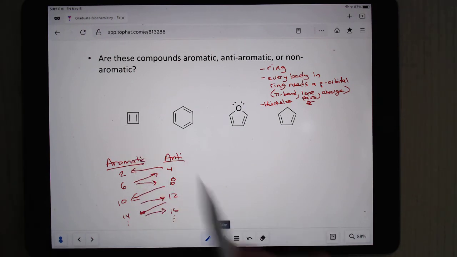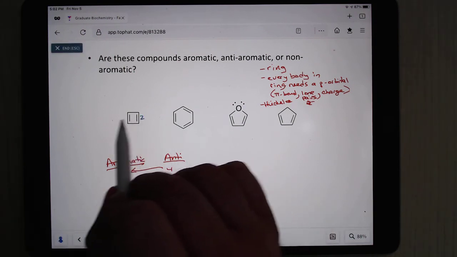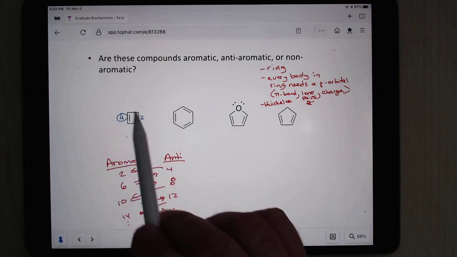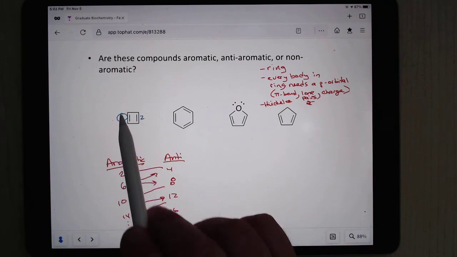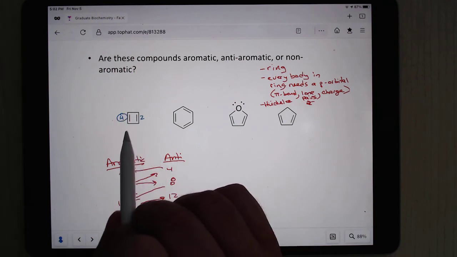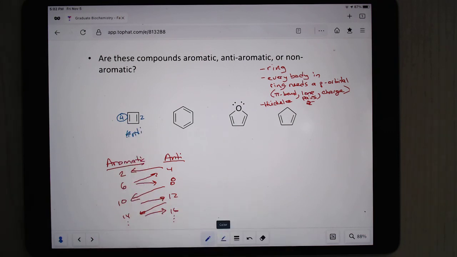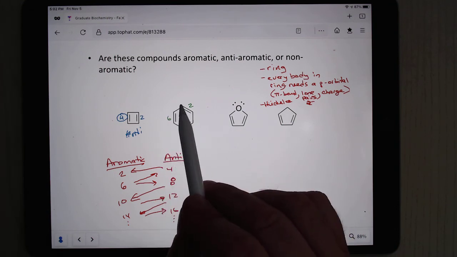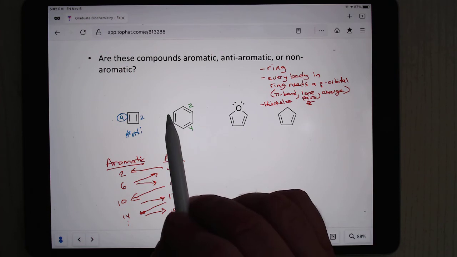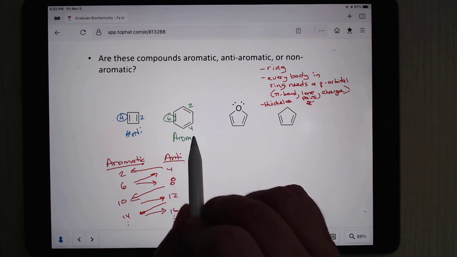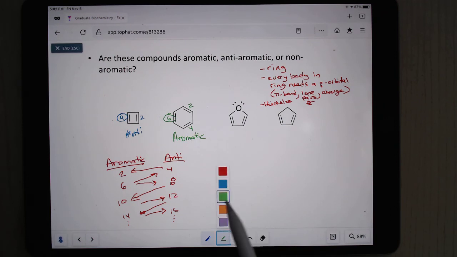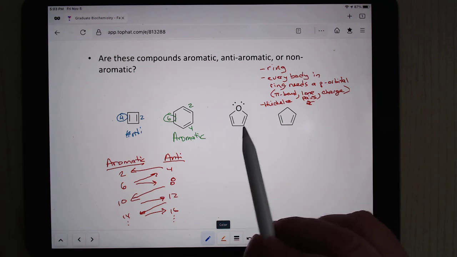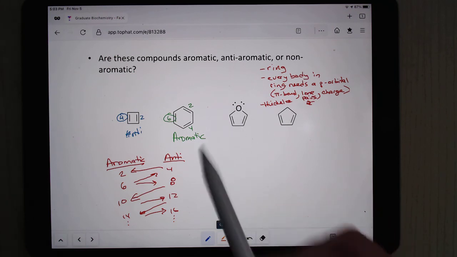So if we look at this first one, if we count them up, 2, 4, so everybody has a ring, all the carbons are part of a pi bond, and so it has 4 total pi electrons, which would say this is anti-aromatic. So for this one, 2, 4, 6, everybody has p orbitals, so this would be aromatic. For this one, the oxygen has lone pairs, the carbons have pi bonds, and it's a ring, so we're good.